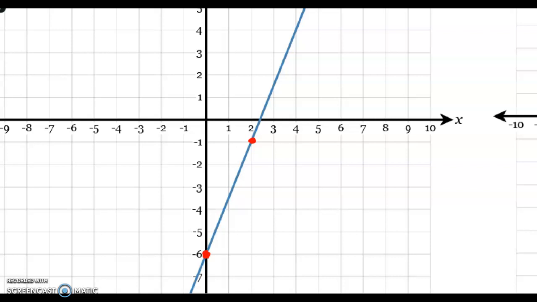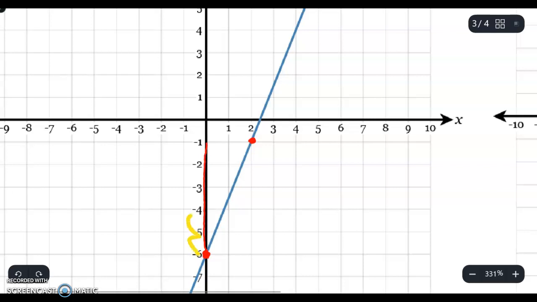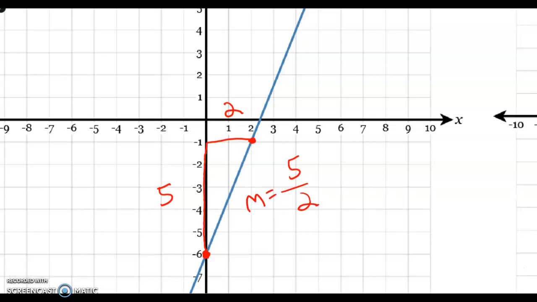So you're going 5 blocks this way, and you can count those blocks: 1, 2, 3, 4, 5. Then going 2 blocks this way, and you can count those blocks: 1, 2. So what you end up with is 5 and 2. You have the rise, which is 5 up, over the run, which is 2. So your slope, which is represented with the letter m, is 5 over 2.